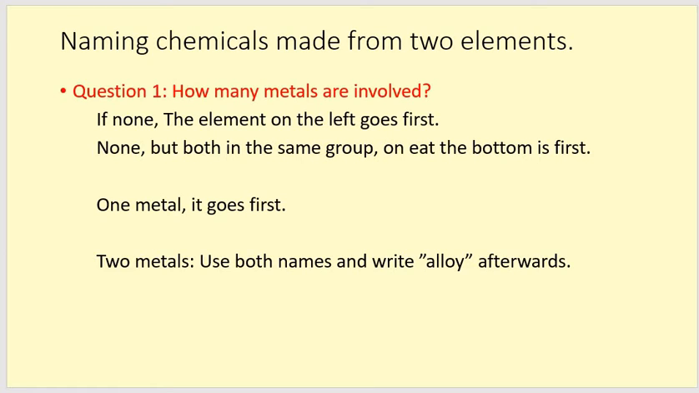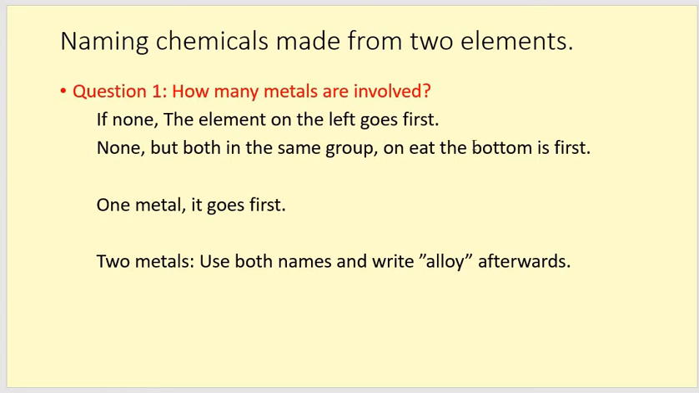Now, tricky bit here, you're going to want to remember these rules. I suggest you write them down. So, when you are naming a chemical that's made from two elements, you need to ask yourself some questions. First of all, how many metals are involved? If there's no metals, the element that is on the left in the periodic table is written first in the name of the compound.